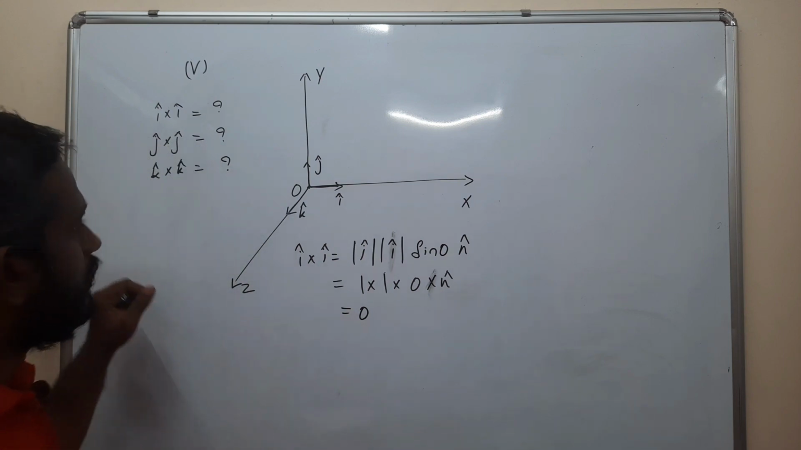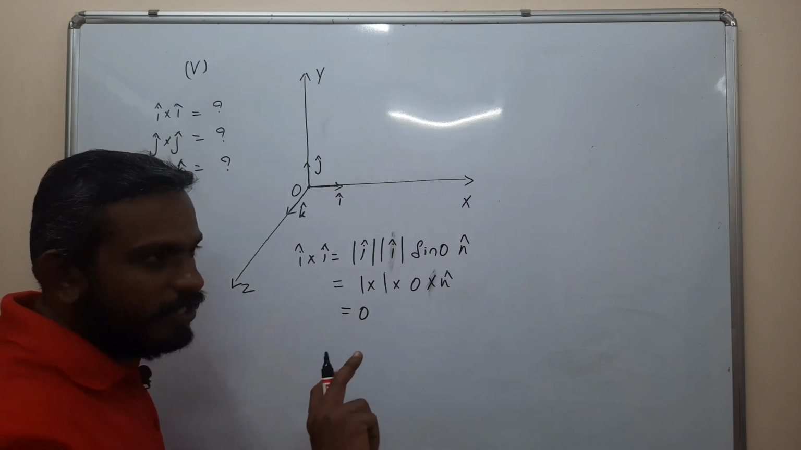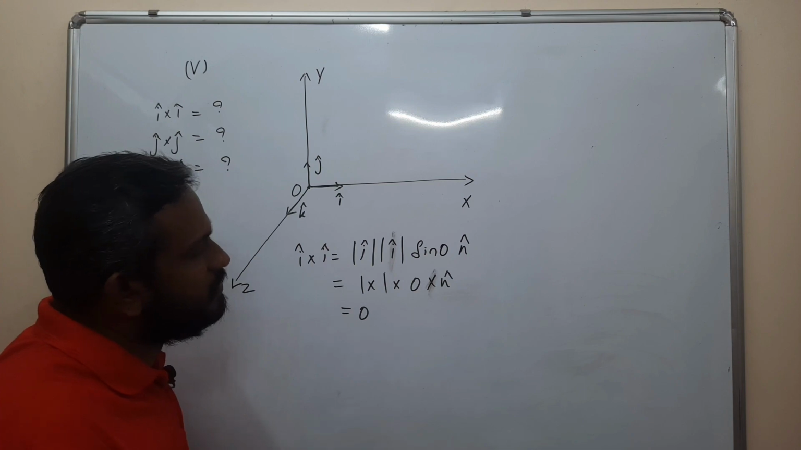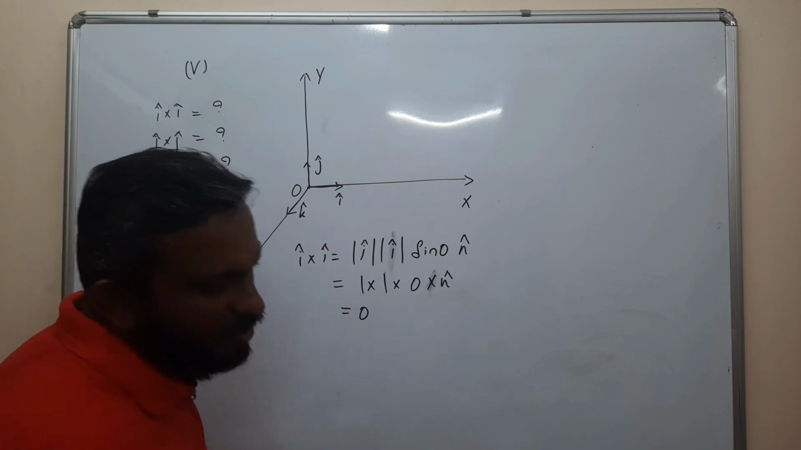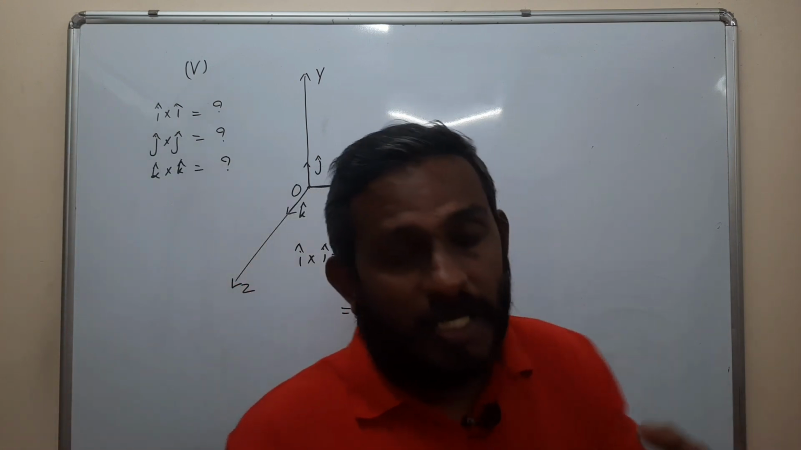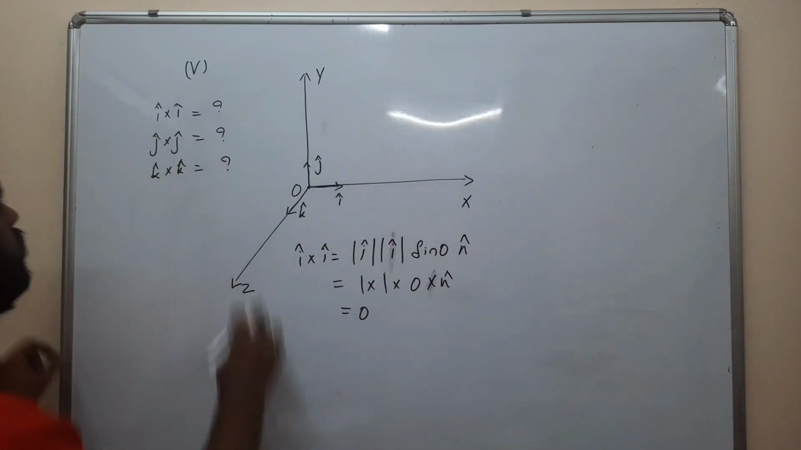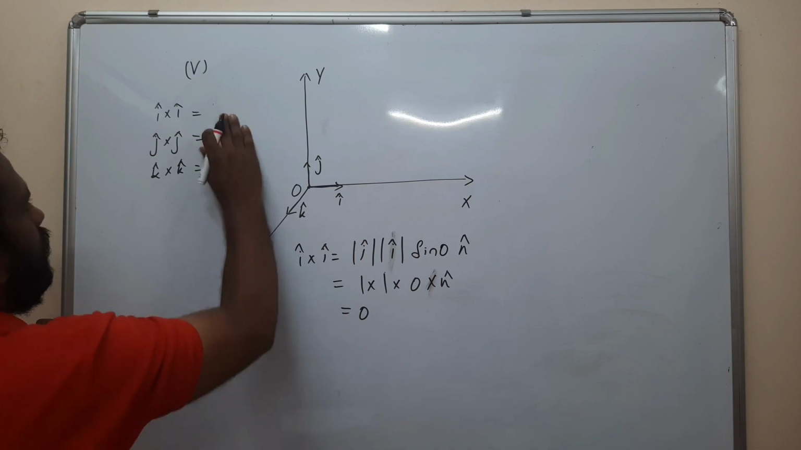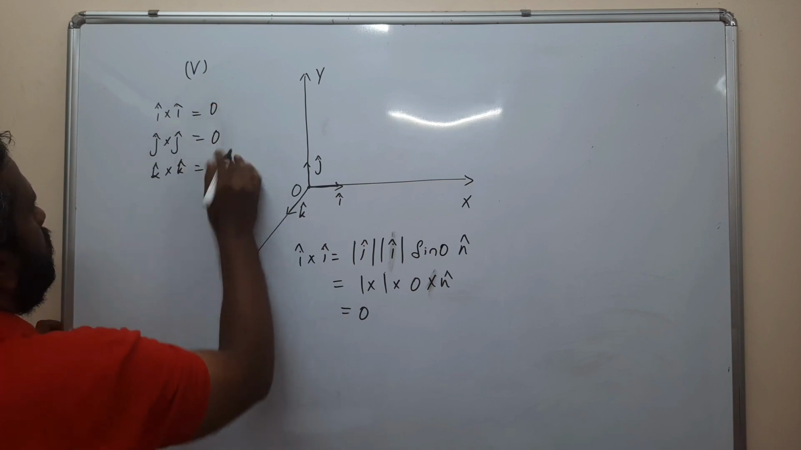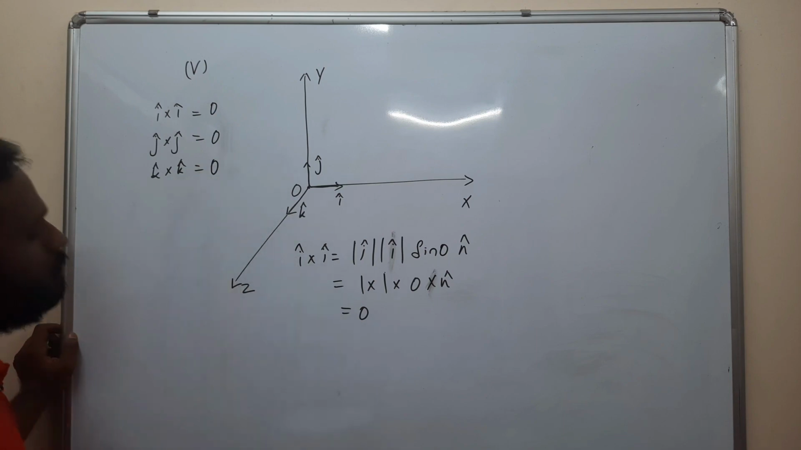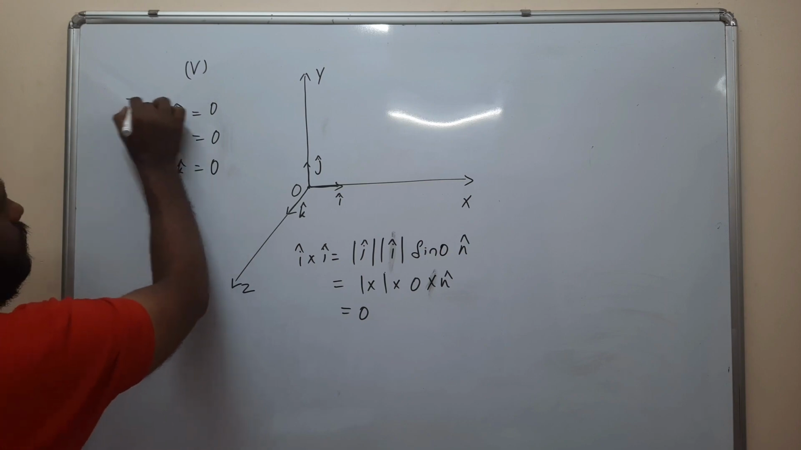So the cross product of any two parallel unit vectors, that is the same base vectors, is equal to 0. So I cap cross I cap is equal to 0. J cap cross J cap is equal to 0. K cap cross K cap is equal to 0.